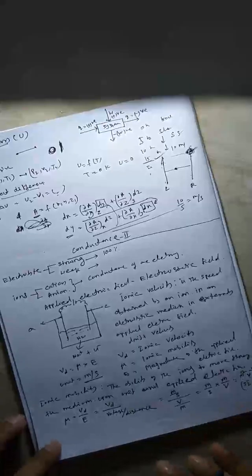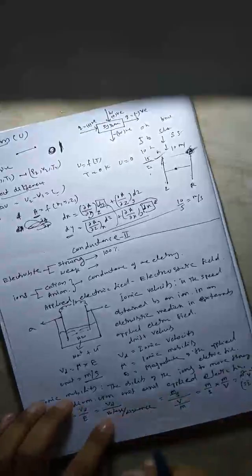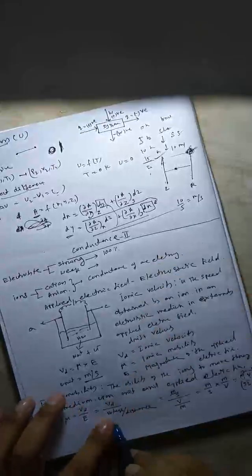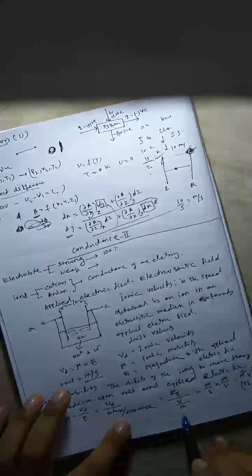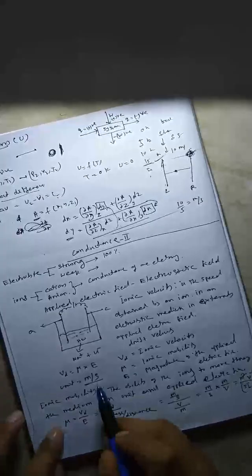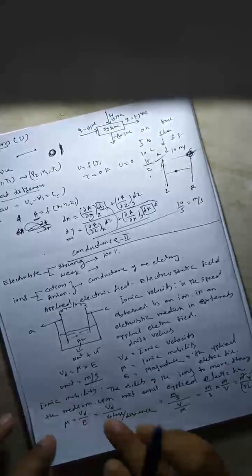The same thing happens with voltage. Voltage means potential difference. So the unit of voltage is volt and distance is meter. This gives the unit of ionic mobility, and this is the SI unit of ionic velocity. Now what is the difference between ionic mobility and ionic velocity? One is the unit. In SI units, ionic mobility is meter square volt inverse second inverse, and ionic velocity is meter second inverse.